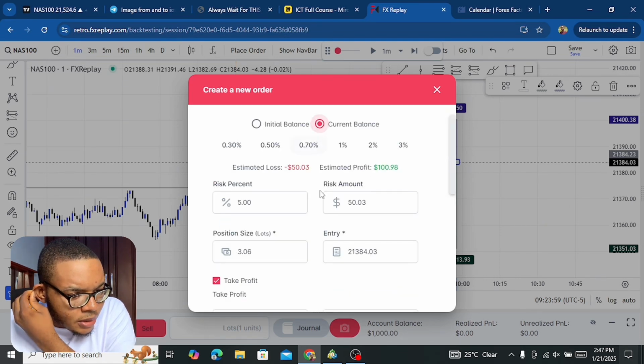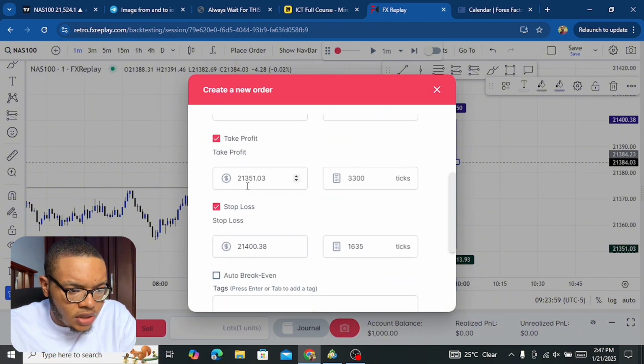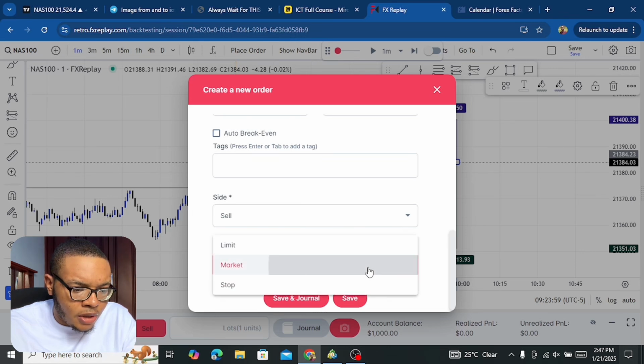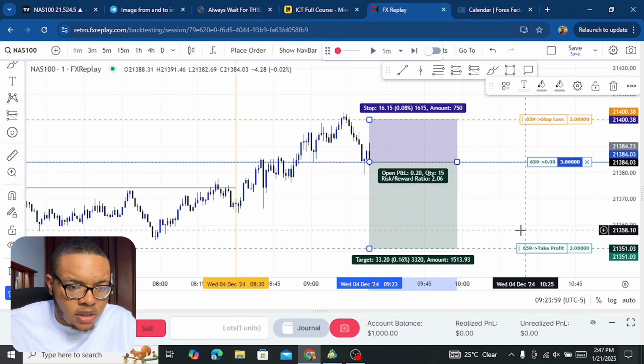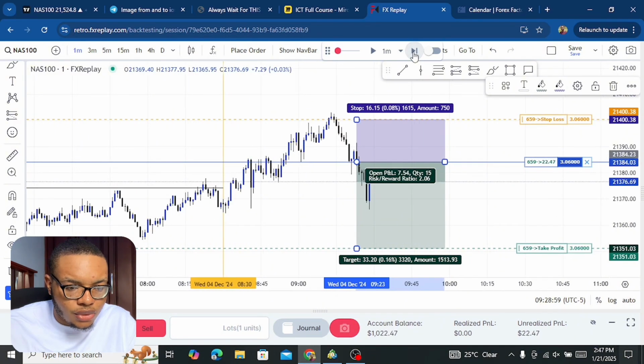Yes, of current balance, 5%. Your lot size is going to be 3 lots. That's going to be your entry. And I think type sell by market, not limit. So save that, and let's play price forward and see what happens.